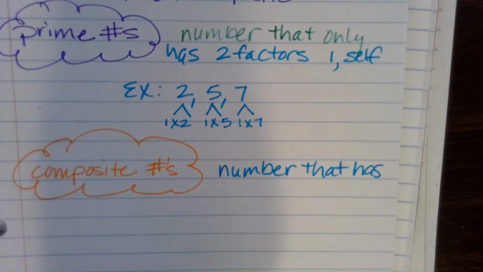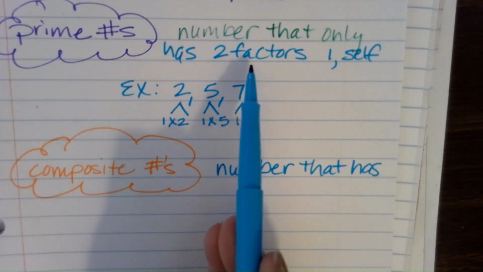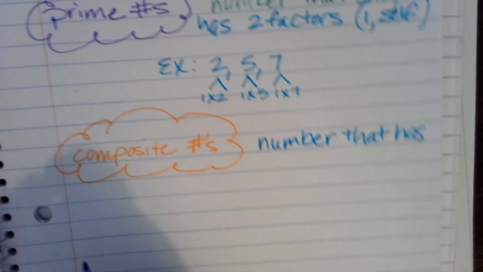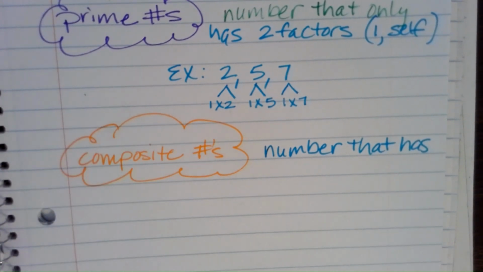All right, so we were just saying that if a prime number is a number that only has 2 factors, right, 1 and itself, then a composite number is what? Raise your hand if you can tell me. What is a composite number? Anybody but Caitlin. The only one who's answering anything today.